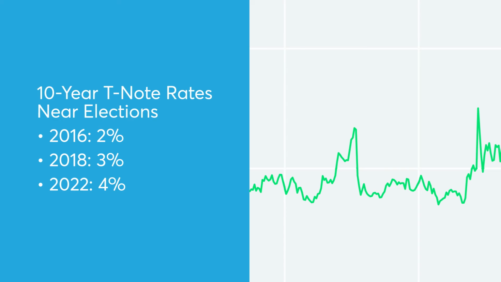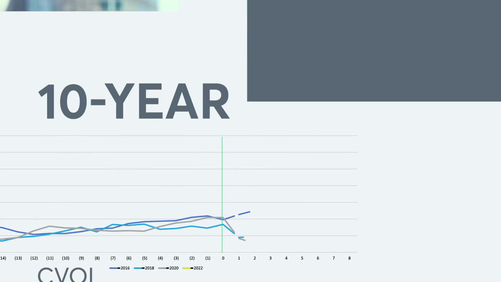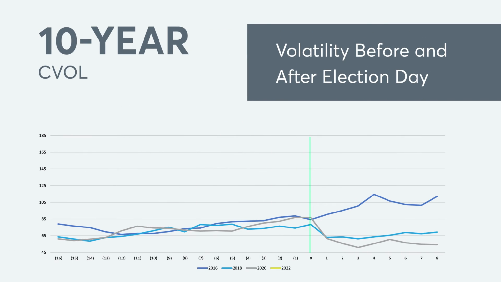In 2016, the 10-year was grappling with 2%, 2018 3%, and now we're sitting at 4%, but with an inflation climate that we haven't seen in 40 years. This pushes volatility to what seems like an extreme.